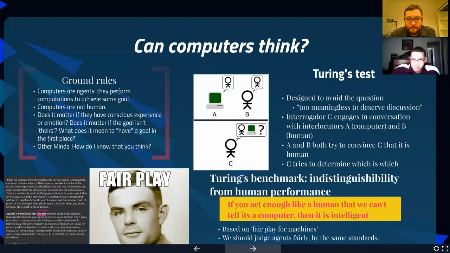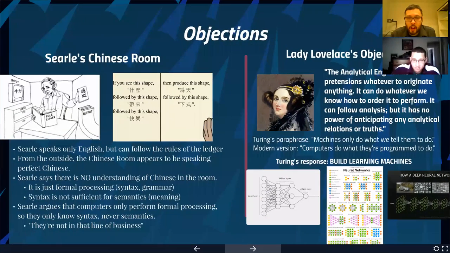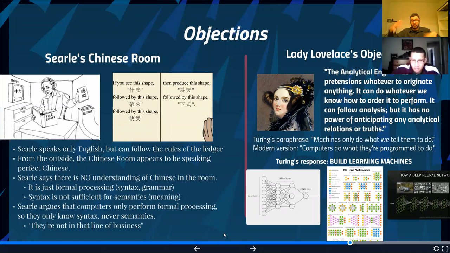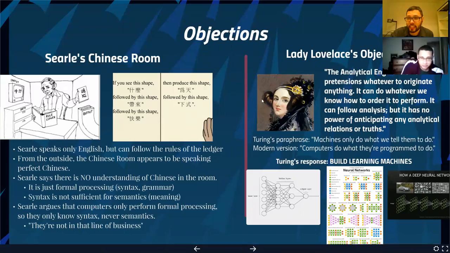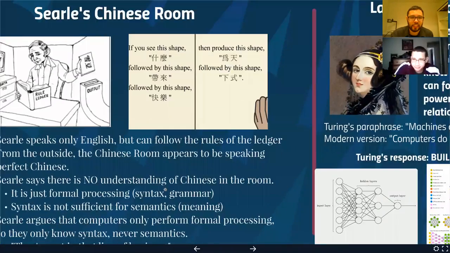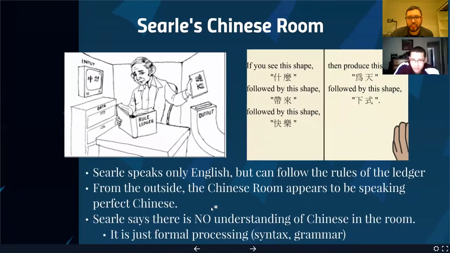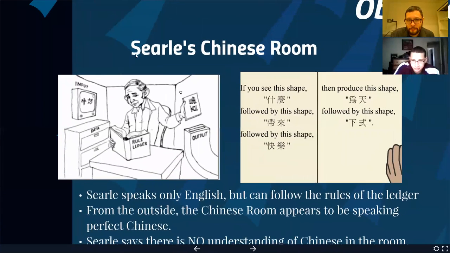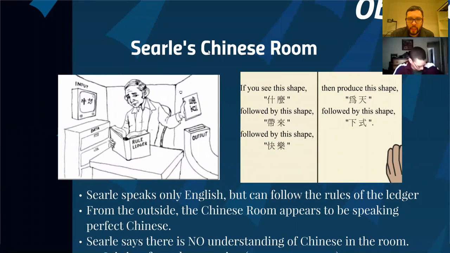Okay, there's a lot more to say here, but let me go over some objections. So in Turing's computing machinery and intelligence paper, he proposes the Turing test. And then basically after that, he goes over a bunch of objections to the Turing test. One of the objections is the Lady Lovelace objection. I'll get to it in a second. Let me first just mention Searle's Chinese Room. Searle, 1980, long after Turing was gone, proposes a thought experiment called the Chinese Room thought experiment.